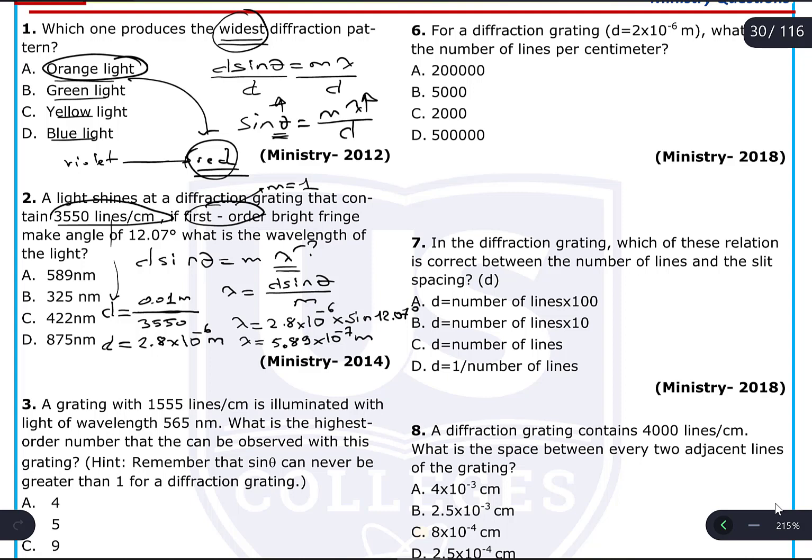This is in meters, but the choices are given in nanometers, so I have to convert meters to nanometers. We convert meters to nanometers by multiplying by 10 to the power of 9. So 5.89 times 10 to the power of -7 meters times 10 to the power of 9 gives the result in nanometers: 589 nanometers. So A is the correct answer.